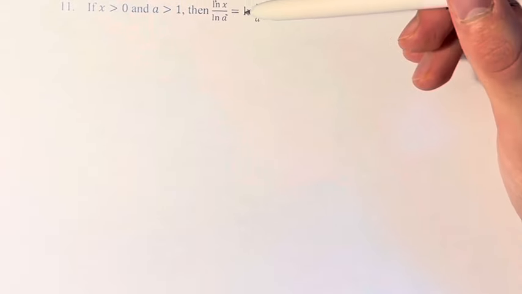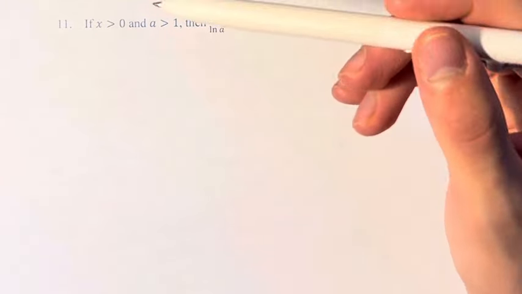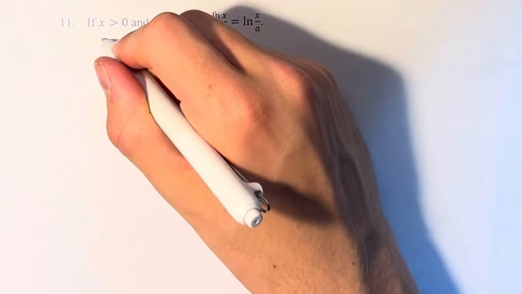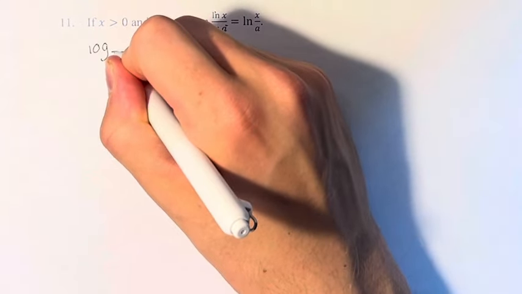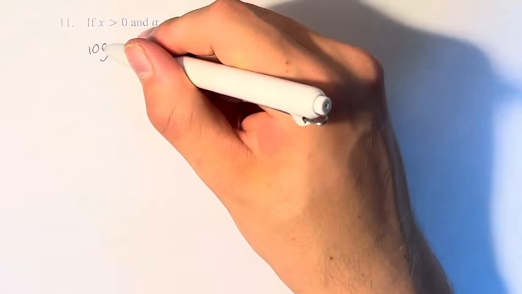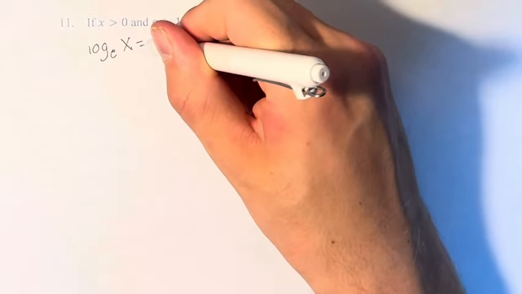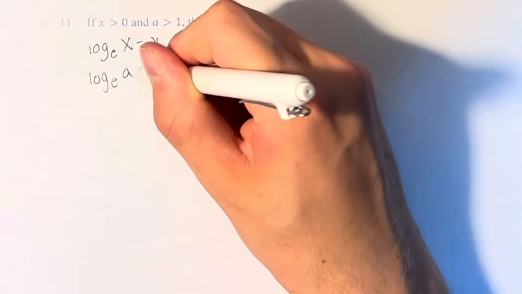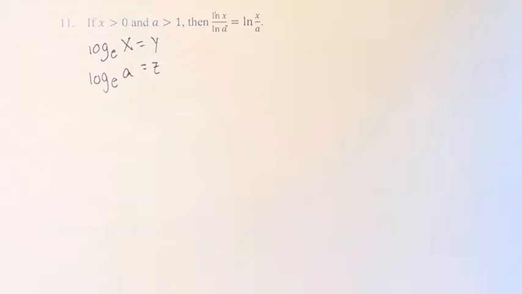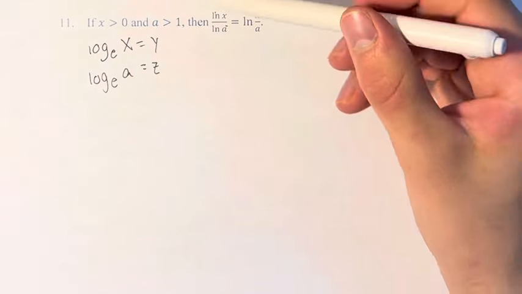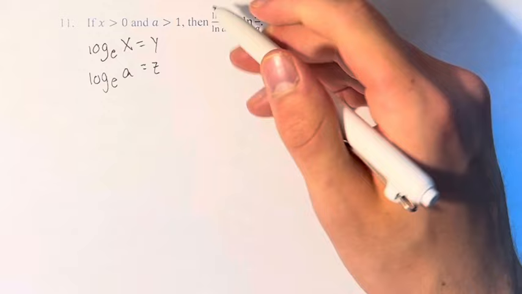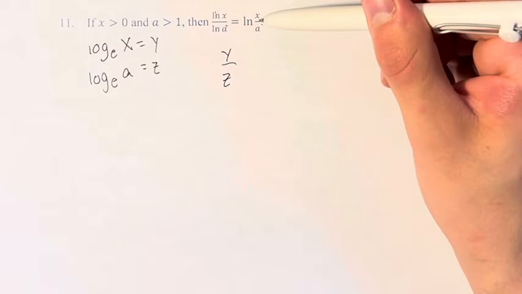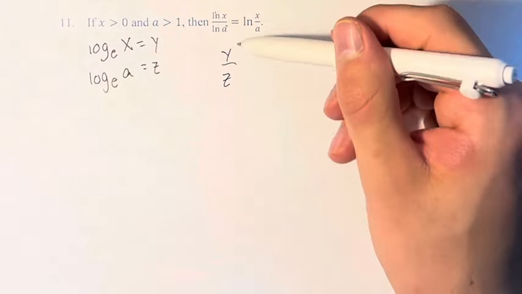So to show that this is true, what we're going to do is turn these into exponentials, where we say, ln, of course, is log base e. And let's say that log base e of x equals y, and log base e of a equals z. So here, of course, ln of x is y, over ln of a is z. So the problem is that we have to prove that ln of x over a is equal to y over z.